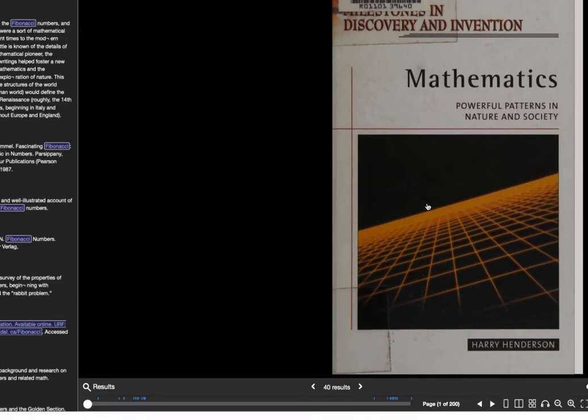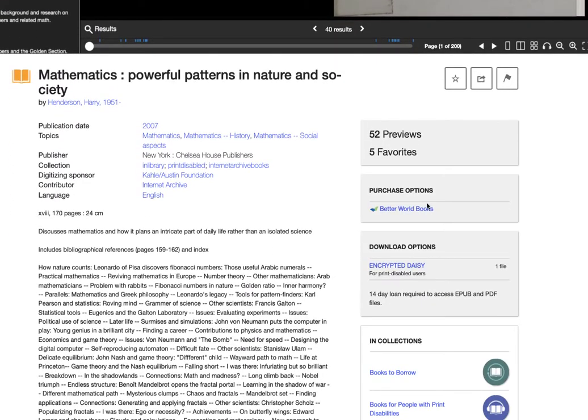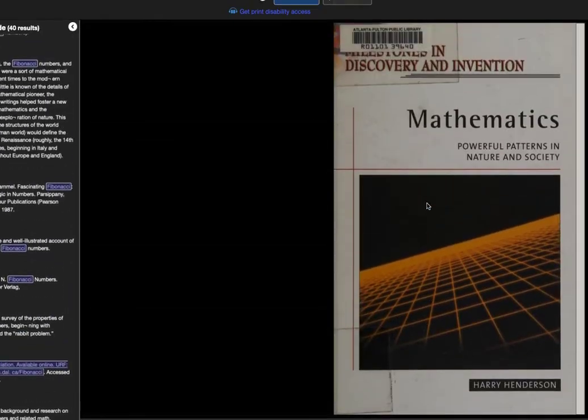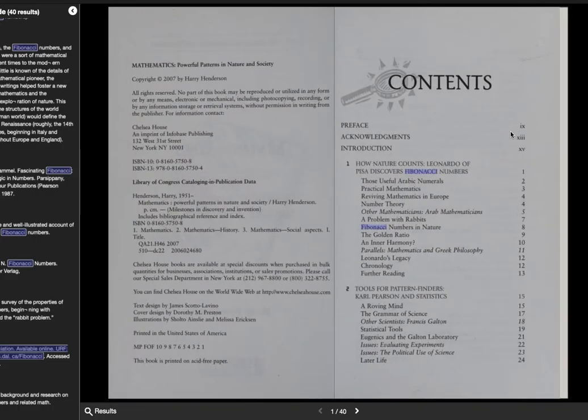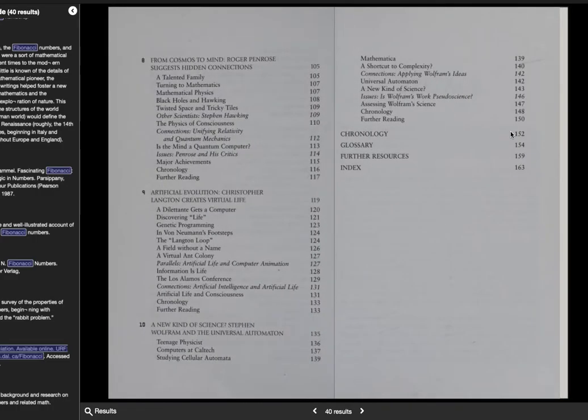Okay, so this is the book if you wanted to look through it and just get an idea. And I just searched Fibonacci in here. You cannot download it. This is on archive.org. Some books you can download. This one you cannot, so you would have to actually look through it on here. But he does talk about Fibonacci and some of the patterns.